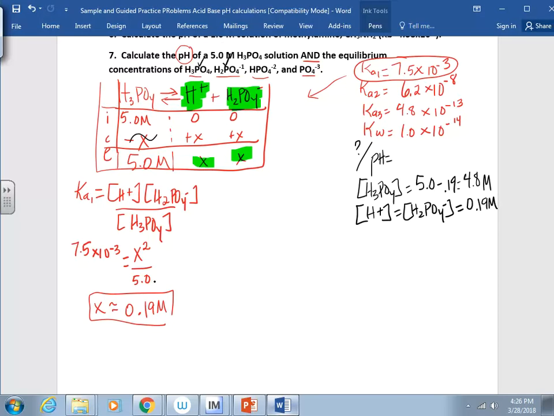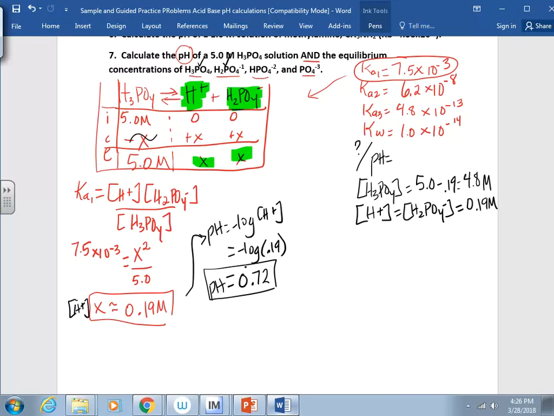And the pH, let's go ahead and find that because this is our hydrogen ion concentration. So the pH is equal to the negative log of hydrogen, and in this case, negative log of 0.19. So for your pH of this solution, we need 2 decimal places because we have 2 sig figs. The pH is equal to 0.72. So now we have our pH.